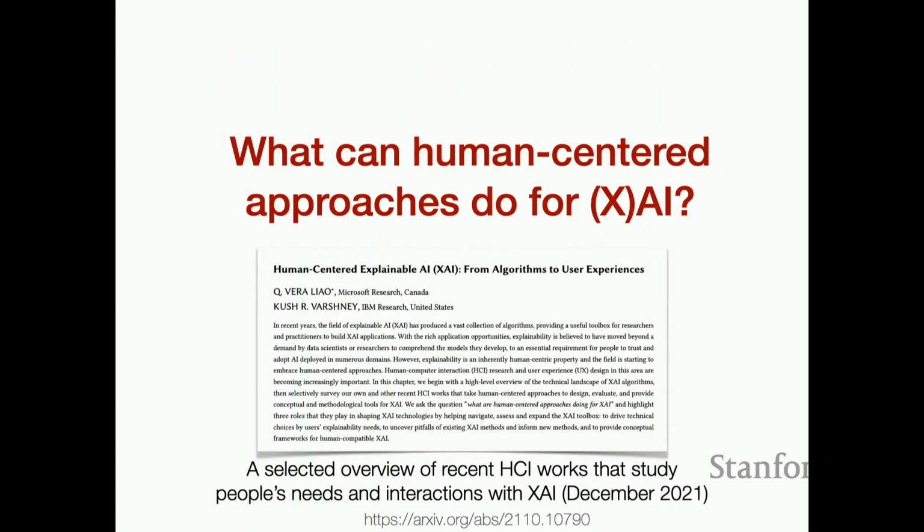So the title of this talk is based on a book chapter I wrote at this point more than a year ago with my former colleague Kush Varshini at IBM Research. I used to work at IBM. We did a selected overview of both our own work and broader HCI work that study this topic of explainable AI and take human-centered approaches, meaning focusing on people's needs, interactions with AI explanation.